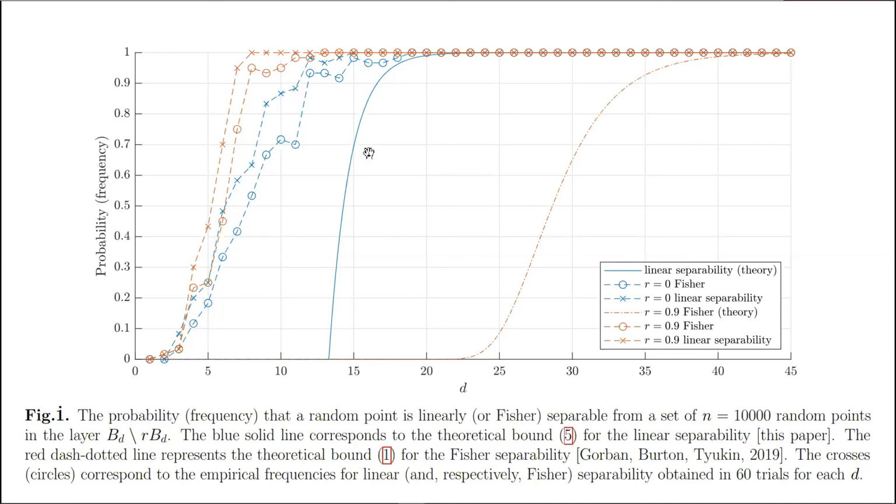You can see that the probabilities that one specified point is linearly and Fisher separable from all other points are quite close, and the theoretical bound for the linear separability approximates well both probabilities, both frequencies, linear separability and Fisher separability. Another important conclusion from the experiment is as follows. Despite the fact that both probabilities for Fisher separability and for linear separability are close to 1 for sufficiently big d, the threshold values for such a sufficiently big d differ greatly.